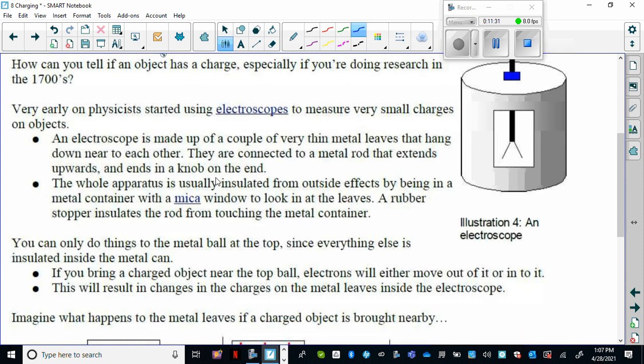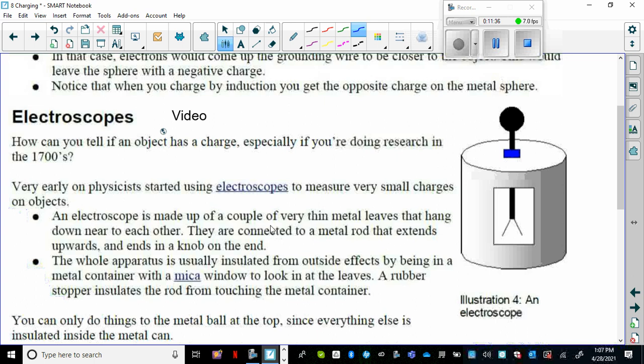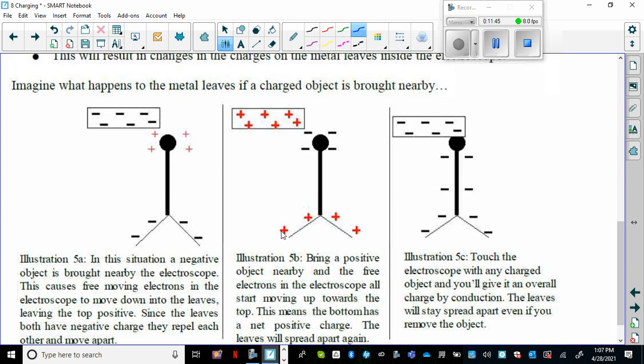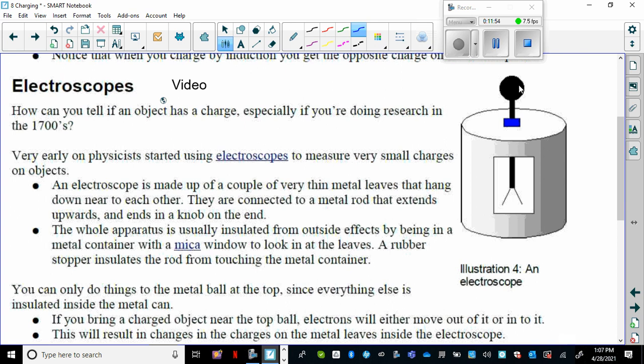Okay, and then there's a video on electroscopes, and electroscopes are just a simple way to demonstrate this process. I'll just explain it very well. Here's a good diagram right here. So you take a negatively charged rod and you hold it next to this electroscope. An electroscope has a metal rod here and a metal ball on the top, and then it has two leaves, usually made out of aluminum or some kind of conductive metal.